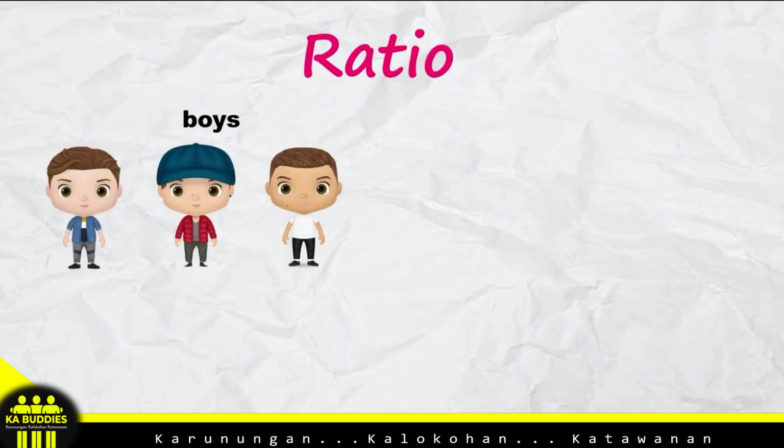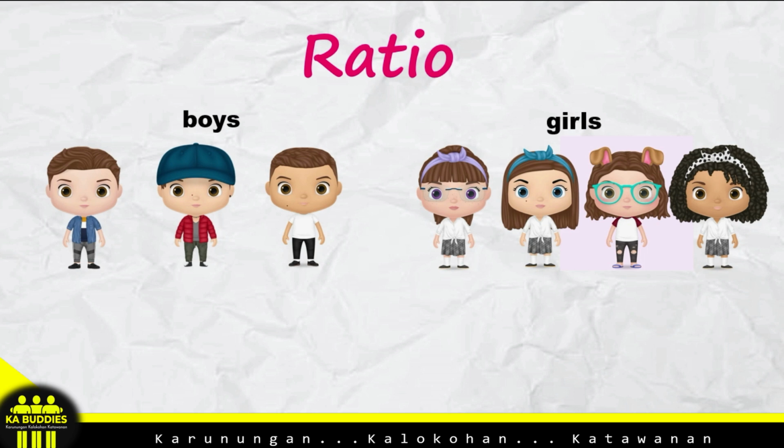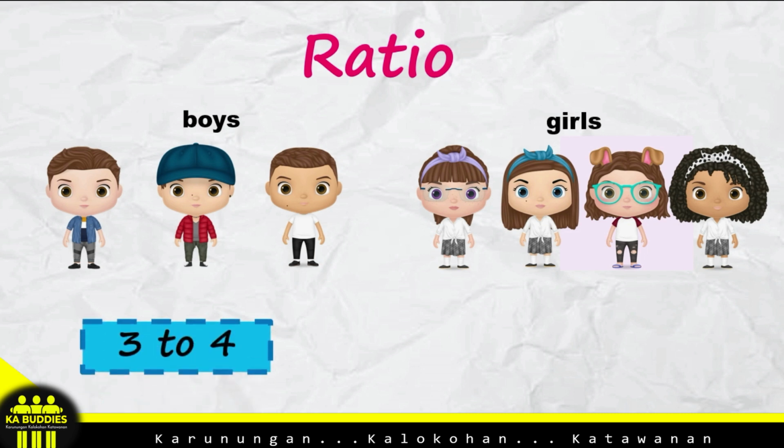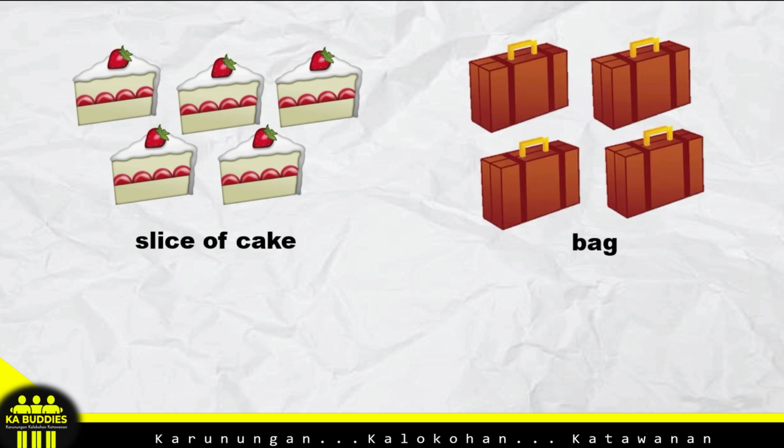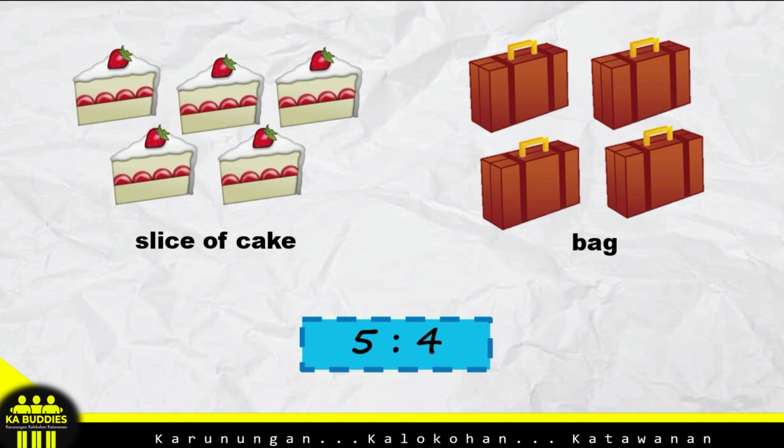So let us proceed to our examples. So we have here boys and girls. So we have a group of boys and a group of girls. What we are going to do is to compare their numbers. So the ratio of boys to girls is 3 to 4. So again, we have 3 ways in writing ratio. First is using the word "to." Second is using a fraction. And then last is using a colon. So let us have another example. We have here slices of cake and bags. So the ratio of cake to bag is 5 to 4. So that's it. I hope you get the meaning of ratio.